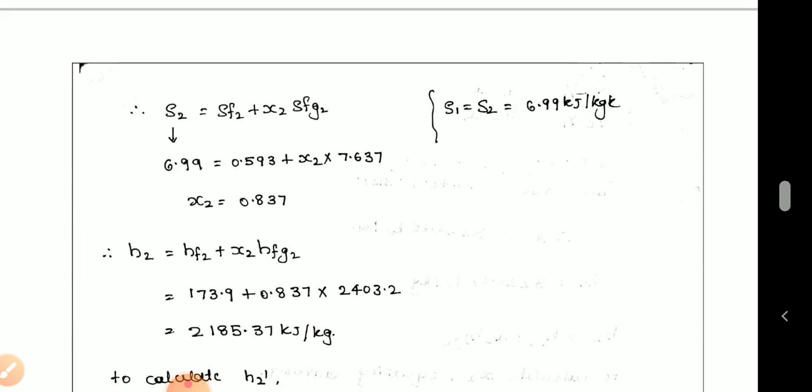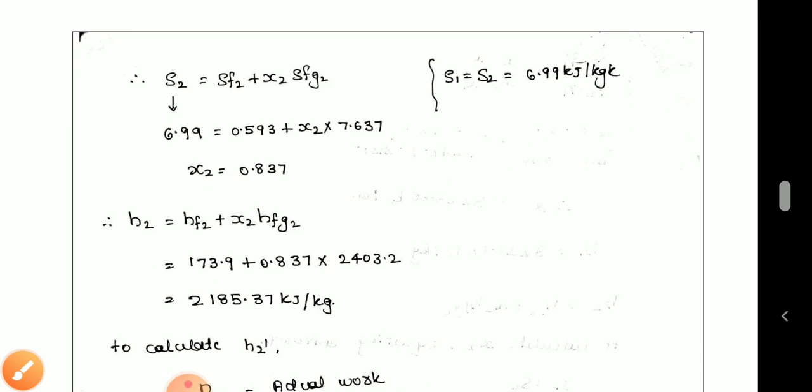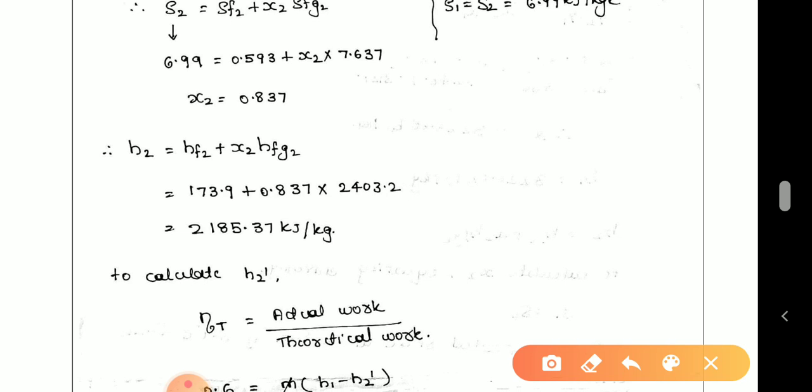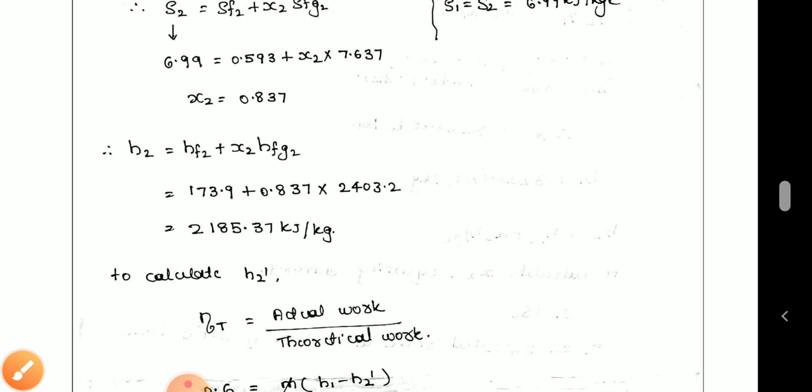Now substitute in this equation, that is S2 equal to SF2 plus X2 SFG2. S2 value is known, 6.99, then SF2 and SFG2. So we can calculate X2, here 0.837, meaning 83.7% dry, it is the dryness fraction. Now we can calculate the H2 value. Once we get the dryness fraction X2, substitute the values of HF2, X2 and HFG2. So we will get the H2 enthalpy at state 2, 2185.37 kilojoule per kg.